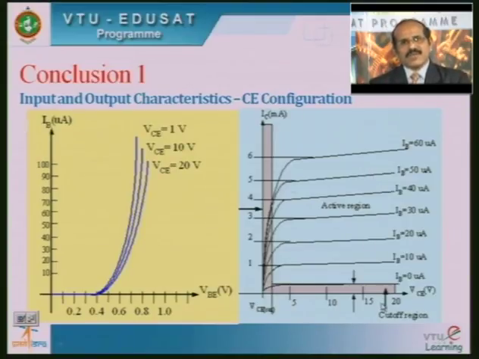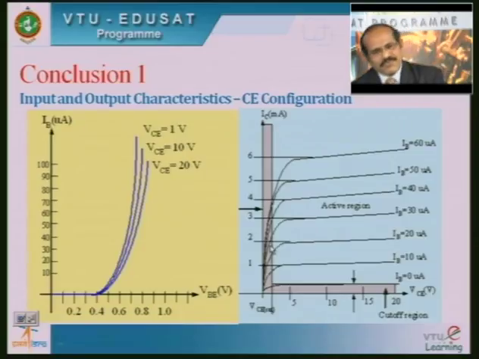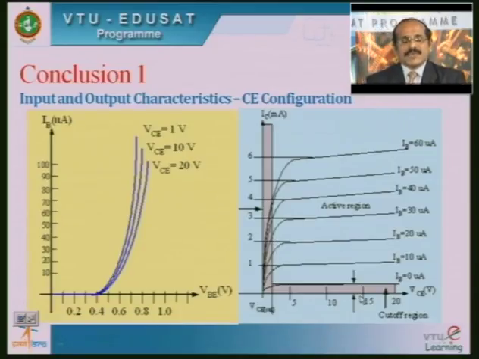One is the cutoff region, that is below the current curve IB equal to 0 microamperes, and the saturation region, that is to the left of VCE equal to 0 volts, and the one more is the active region, that is between the cutoff and saturation region. Please note that the active region is preferred for amplification purposes, whereas the cutoff and saturation regions are preferred whenever the transistor is operated as a logic switch.